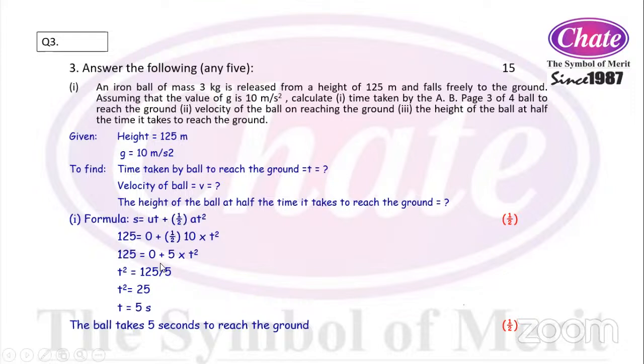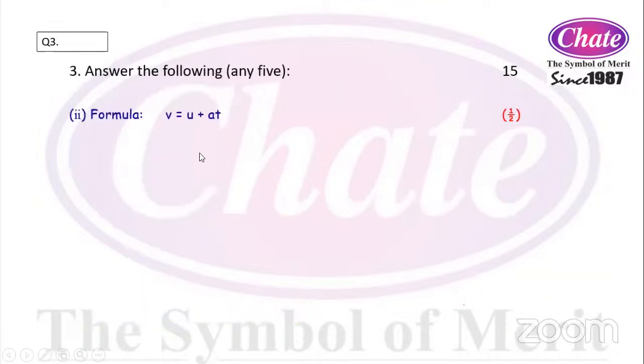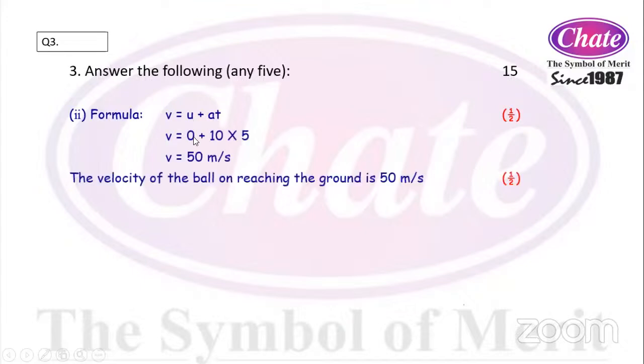And now we can also consider this as a free fall, and you can use only half gt square as the formula. That will also give you the same answer. So you can use both methods. Again, second, the formula v is equal to u plus gt. Here again u is equal to 0. So final velocity will become 10 into 5, that is 50 meter per second. So the velocity of the ball on reaching the ground will be 50 meter per second.